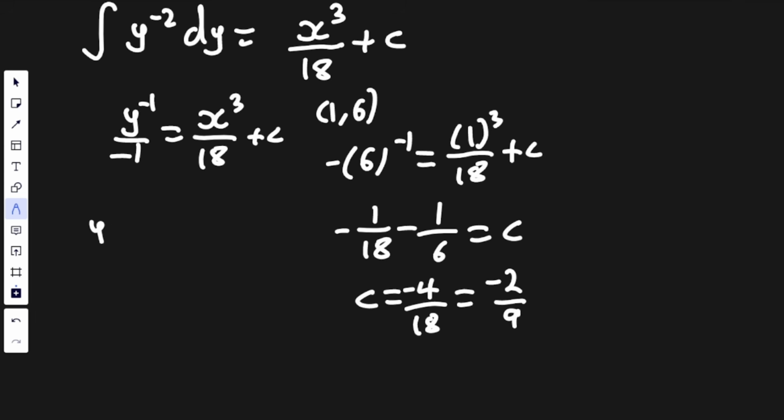So we get y to the minus 1 is equal to, bringing a negative over, minus x cubed over 18 plus 2 over 9. Plus 2 over 9 now, because we've multiplied by the minus 1.